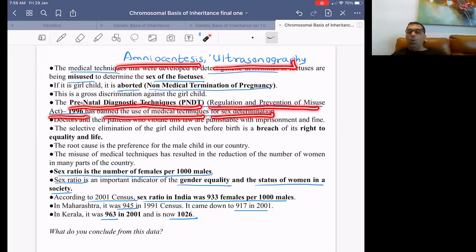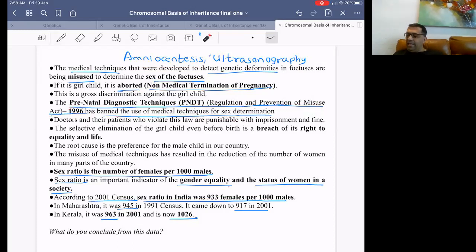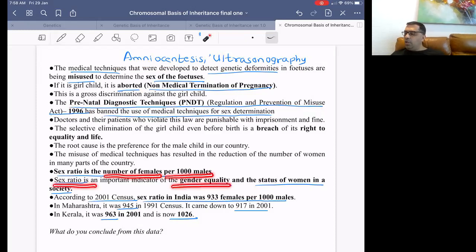It is not allowed. And we detect the sex ratio, which is the number of females per thousand males. Sex ratio is an important indicator of gender equality and status of women in society. According to the 2001 census, the sex ratio in India was 933 females per thousand males.